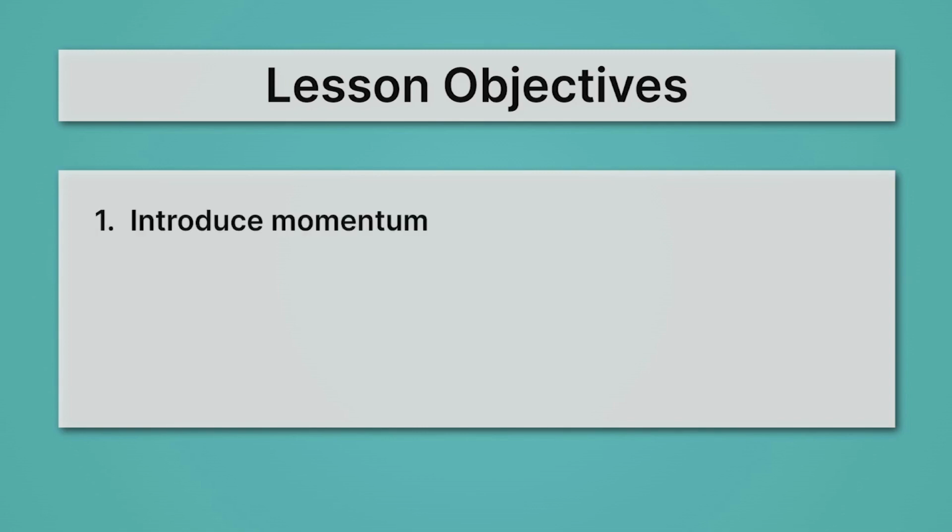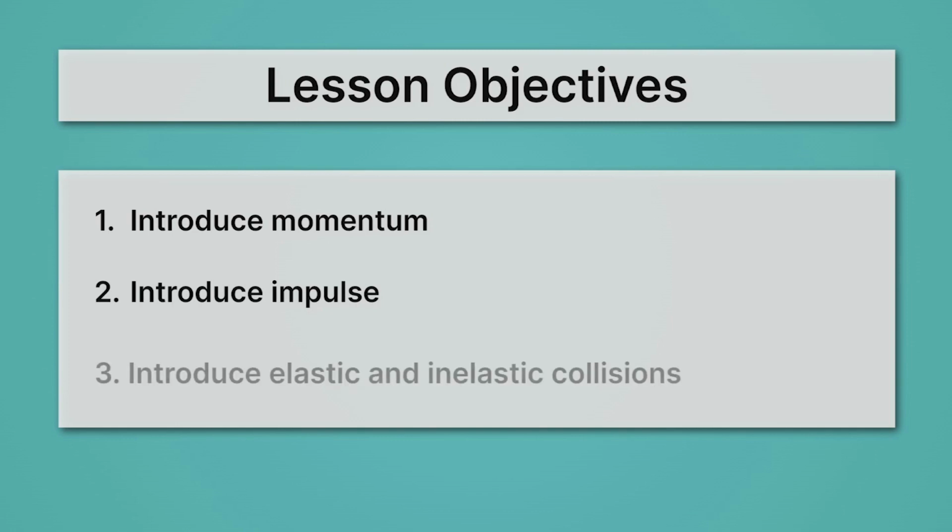First, we'll introduce momentum, which is a very important property if we want to understand collisions. The transfer of momentum is called impulse, and so next we'll introduce impulse. Lastly, we'll categorize collisions by introducing elastic and inelastic collisions. All right, first up, momentum.